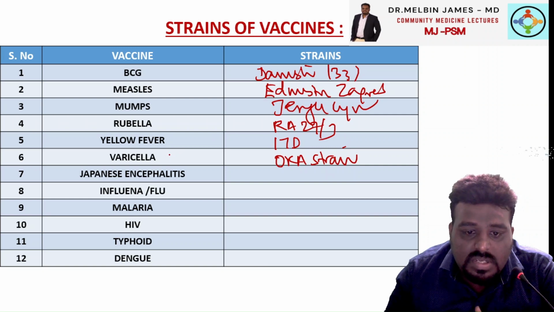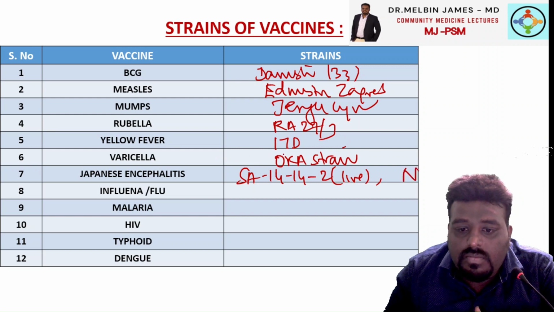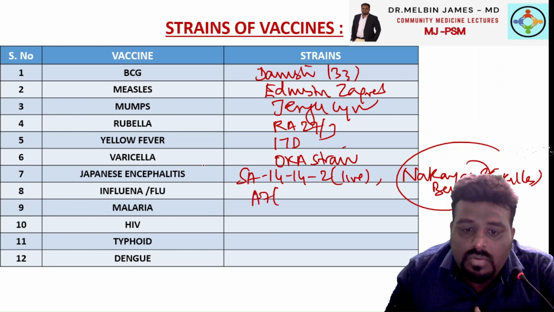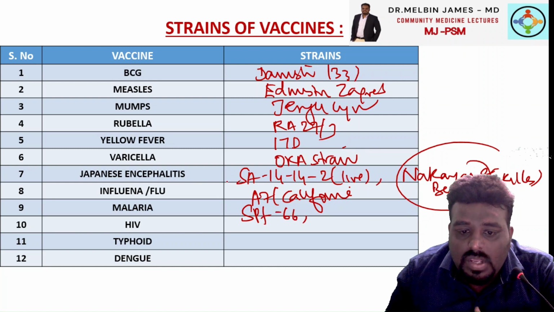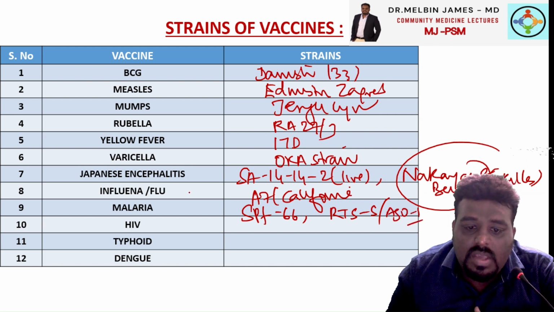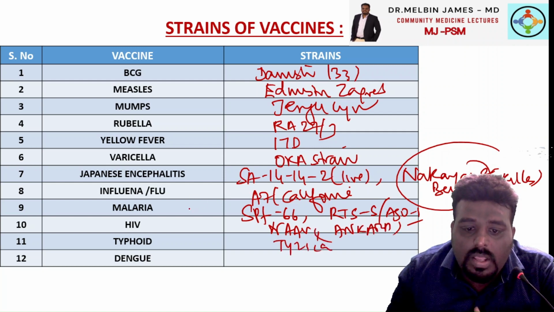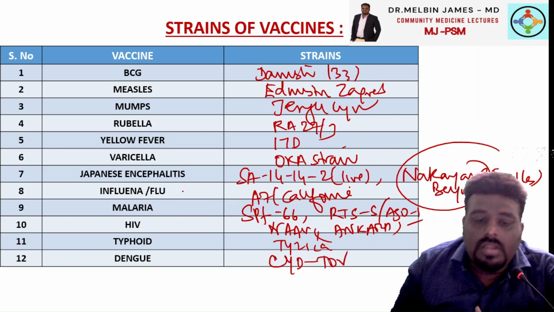For Japanese encephalitis, we are having SA 14-14-2, that is your live vaccine, and for killed vaccines, Nakayama and Beijing strain. For influenza vaccines, A/Brisbane or California. Malaria, SPf66 and RTS,S with AS01, which is an adjuvant name. For HIV, we are having recombinant vaccinia or Ankara. And for typhoid, we are having Ty21a and CYD TDP.